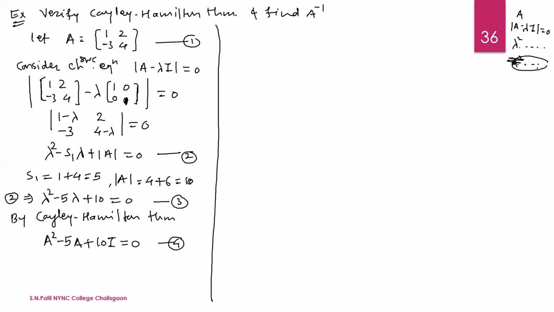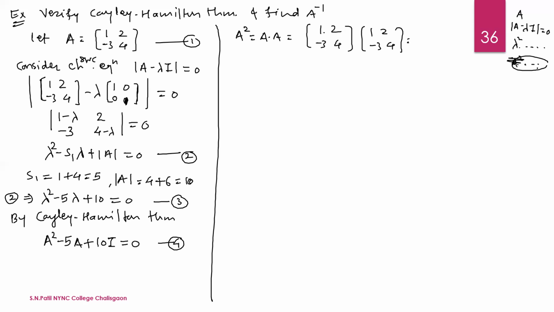It requires A squared, A, and the identity matrix. We know the identity matrix of order 2 by 2, and we have A. Now we calculate A squared. A squared is obtained by A into A, that is 1, 2, minus 3, 4 times 1, 2, minus 3, 4.